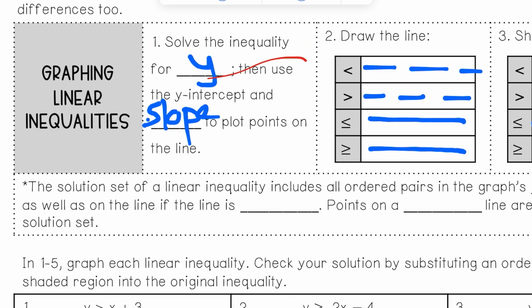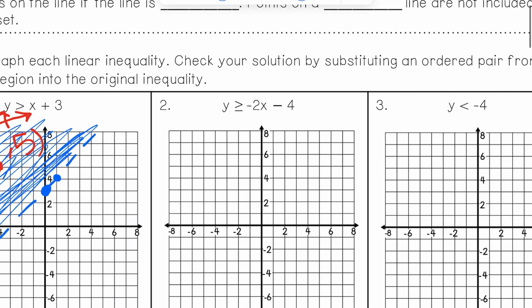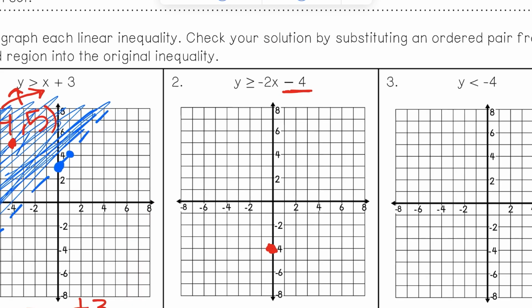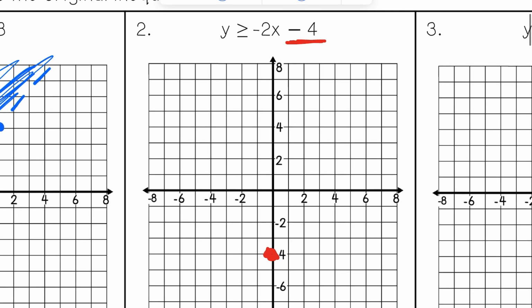What's step 2? Use the y-intercept and slope to plot points. Well, let's see if we can do that. Use y-intercept and slope to plot points. Y-intercept first, so that goes at -4 right down here. Okay, and then -2x, so this here is my slope, right? So if I want to make it a fraction, I'll make it -2 over 1. Always divide by 1 to make it a fraction if it's not already. Okay, so now I have a rise and a run.